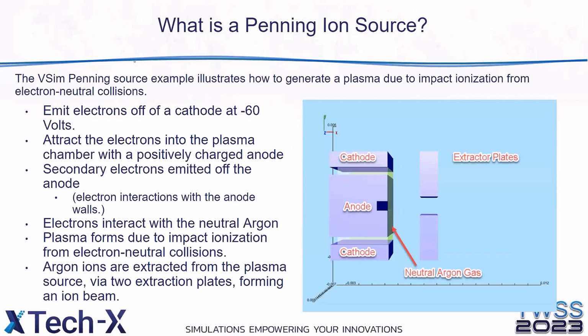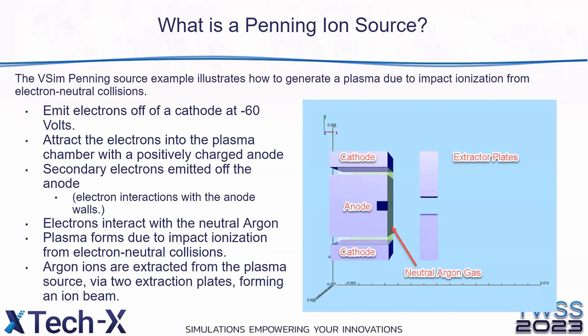And so the general layout is that you have a cathode plate, or in this case, two cathode plates that are set to a negative potential, in this case of minus 60 volts. These cathode plates in this design emit electrons into the central plasma chamber, which is filled with a neutral argon gas. You can also attract these electrons into that plasma chamber by either a neutral or positively charged anode. In the case of the VSim example, it's neutral. Secondary electrons are actually also included in this example from electron interactions with the anode walls.